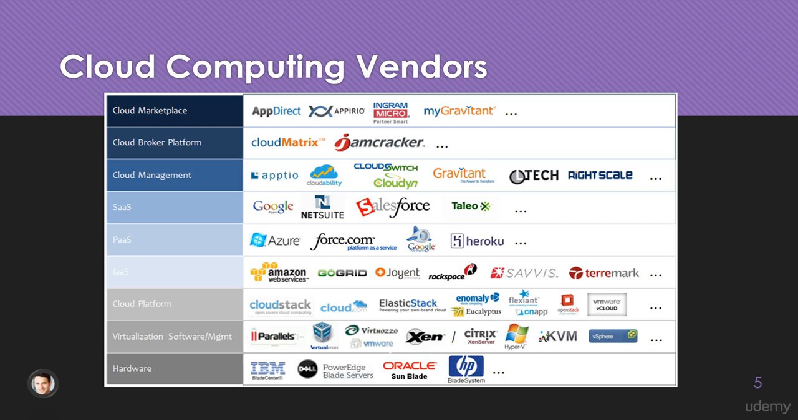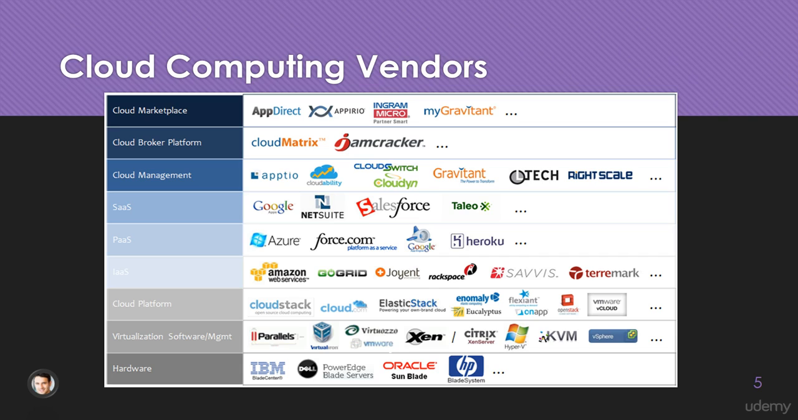And there's a huge bunch of cloud computing vendors. This diagram actually just shows you the various levels of a cloud stack. There's IaaS, PaaS, and SaaS in the middle, as you can see, the middle three. And then there's higher level services for cloud management, cloud brokerage, and cloud marketplace. And then at the lower level, below IaaS, you have cloud platforms, virtualization software, and the hardware itself.